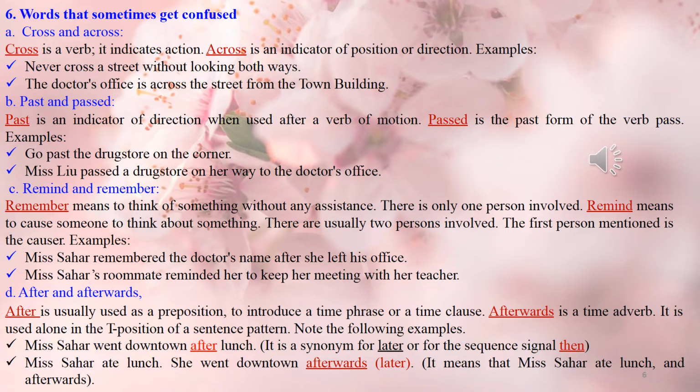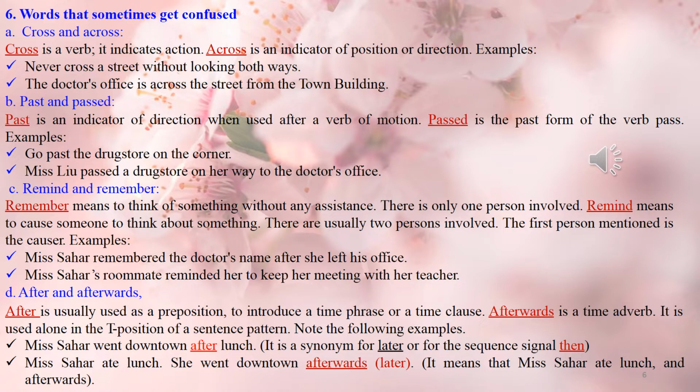6. Words that sometimes get confused. A. Cross and across. Cross is a verb. It indicates action. Across is an indicator of position or direction. Examples: Never cross a street without looking both ways. The doctor's office is across the street from the town building.